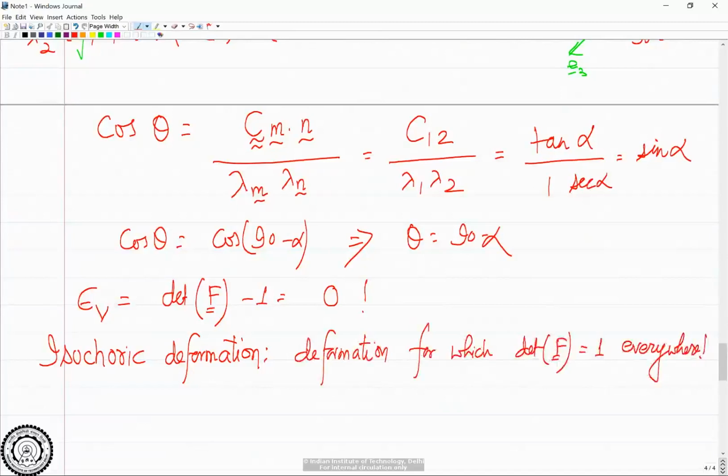You take any small volume element in the body, anywhere, its volume is not changing. So it behaves as if it's an incompressible material. Okay? You see, it is important that it should not change at any point in the body. Not the full volume of the body, but at any point in the body. The volume change should be 0. Then we call it isochoric deformation. Alright, I hope you guys are with me.